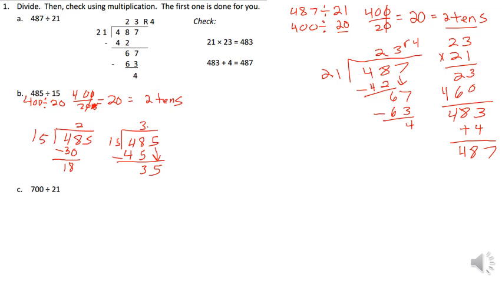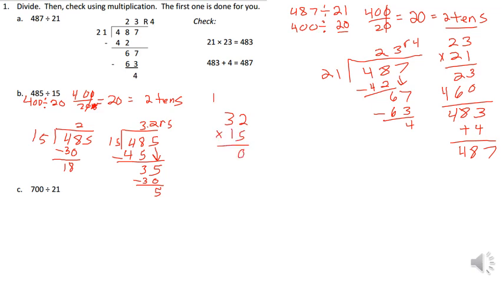Now when we subtract it, we get 3, and we bring down our next digit. We know 15 will go into 35 2 times. 2 times 15 is 30, and we have a remainder of 5.